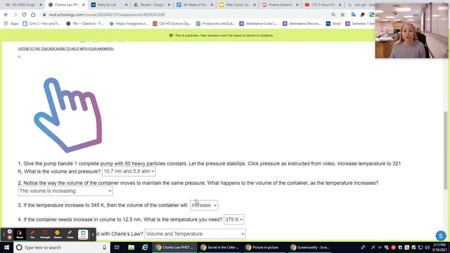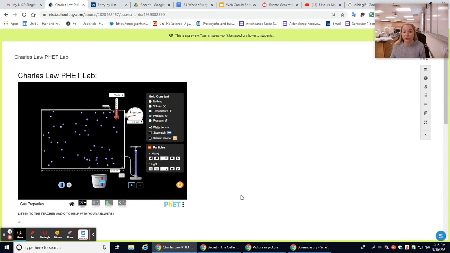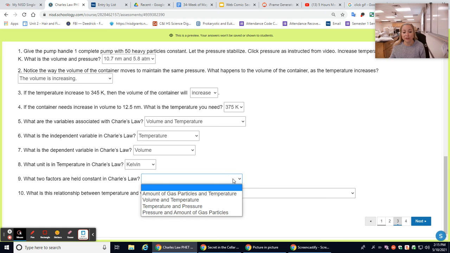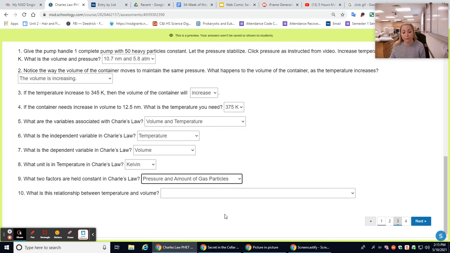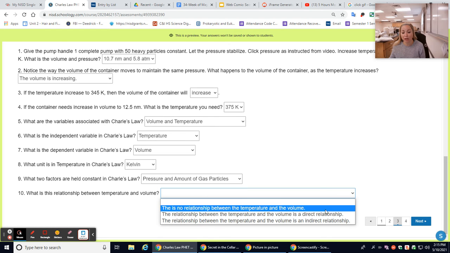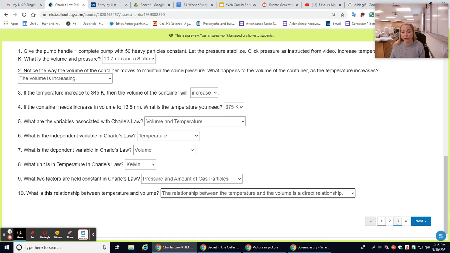What unit is the temperature? Well, it's a capital K, so that's your Kelvin. And what two factors are held constant in Charles' law? The two factors that always stay constant are the number of gas particles and also the pressure. Okay, so be careful. What is the relationship between temperature and volume? They have a direct relationship. Okay, direct relationship.